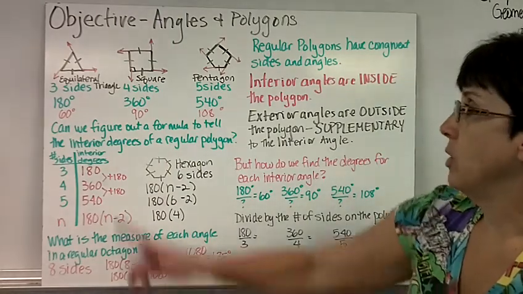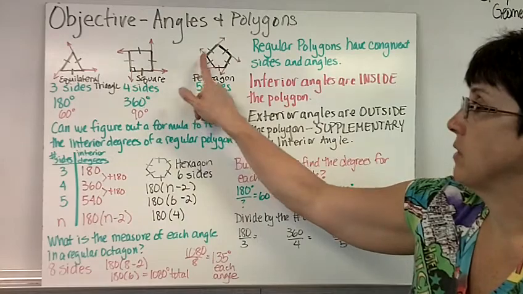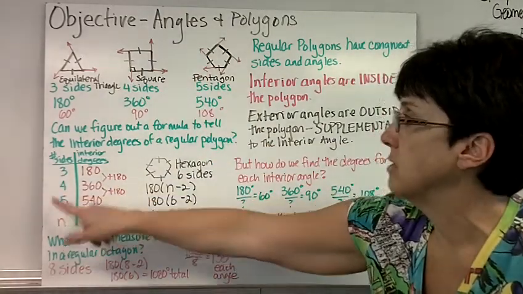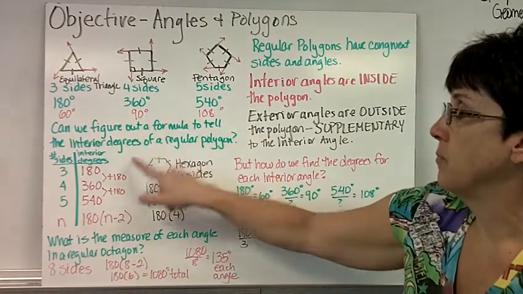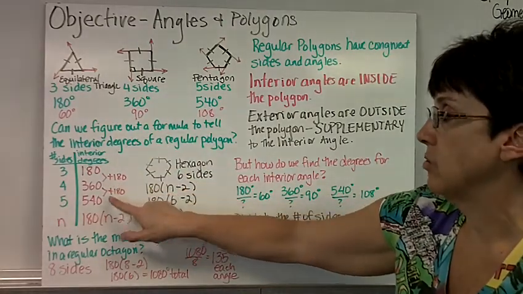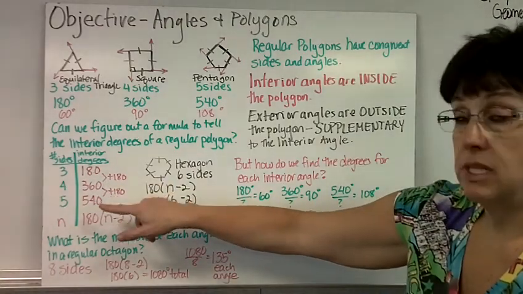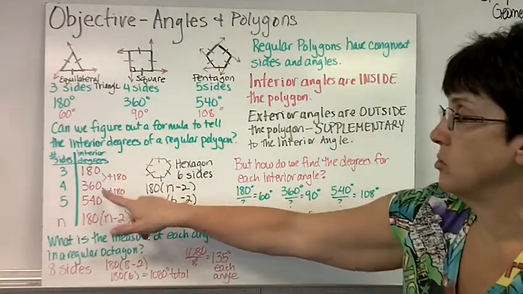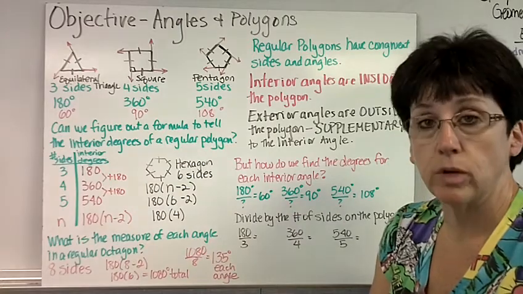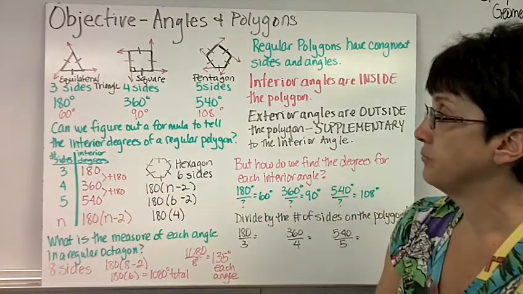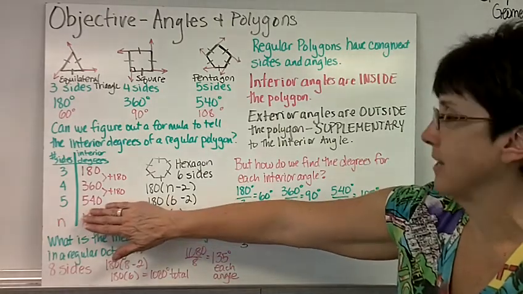Well, we know this is 3 sides, 4 sides, 5 sides. So let's make a little table. 3 sides, 4 sides, 5 sides. And the interior angles are 180, 360, 540. And when we were doing slope, we would find the difference. So the difference between 180 and 360 is 180. And 360 to 540 is 180.